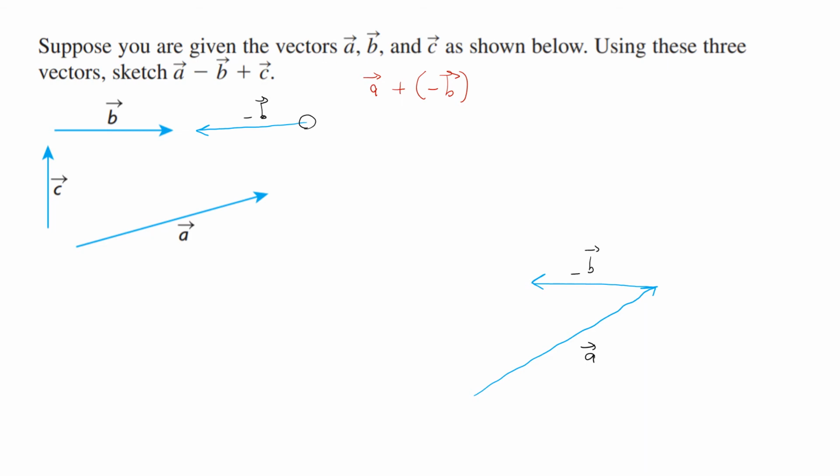And from negative B, all I need to do is take C, take the tail of C and put it on the head of B right over here. And when I do that, I'm going to get something like this. And this is my C. And if they want us to find the resultant, so resultant is actually this. So that's what they want us to find. All I need to do is start from the starting point, which is right over here, and go to the end point. So this right here is actually A minus B and then plus C. And that would be my answer.